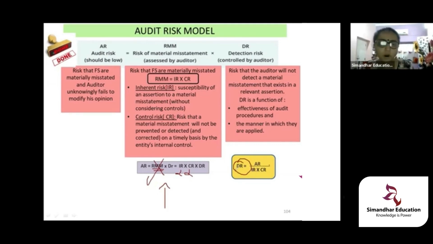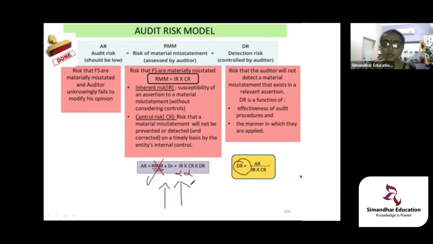So what the auditor does is, he sees how much is the inherent risk and how much is the control risk. Based on that, he tries to adjust the detection risk. Because this only is in his hands. Inherent risk and control risk are not in the auditor's hands.